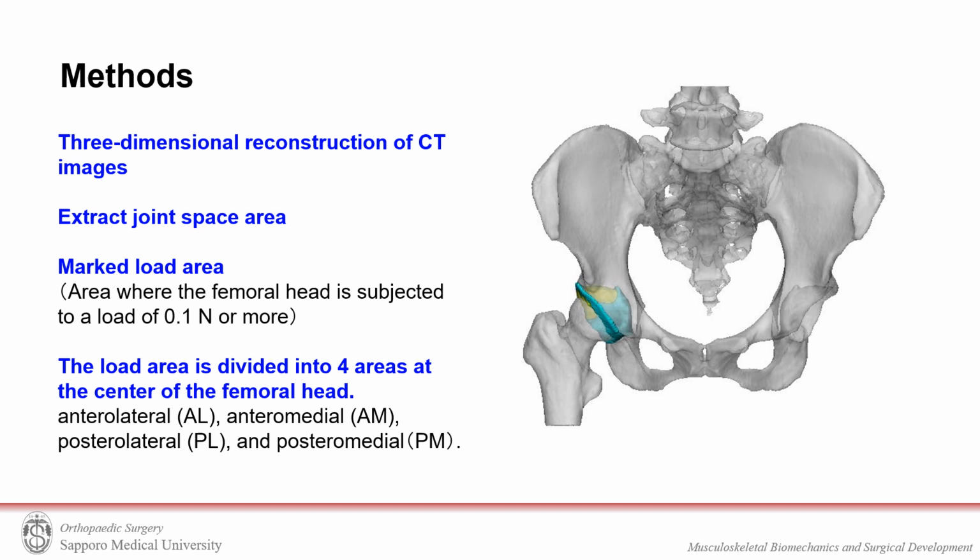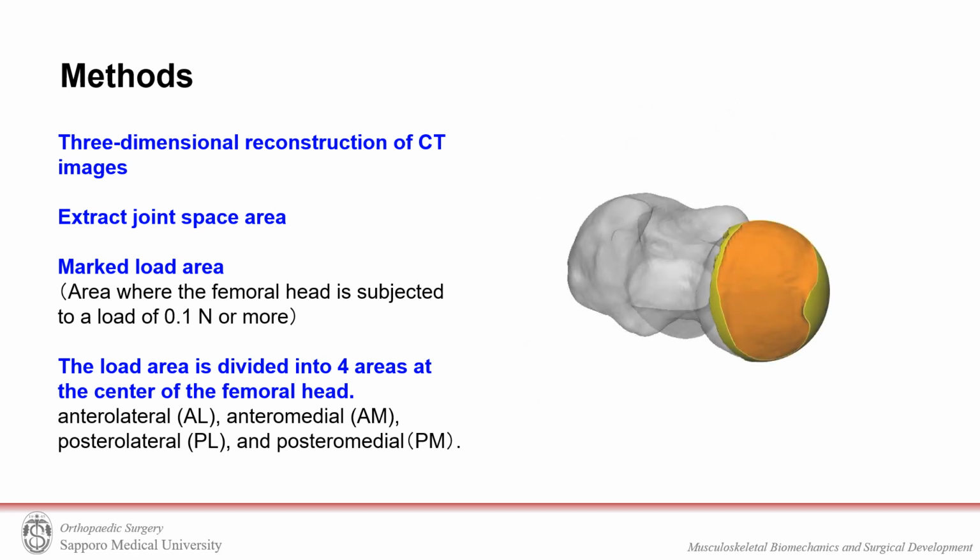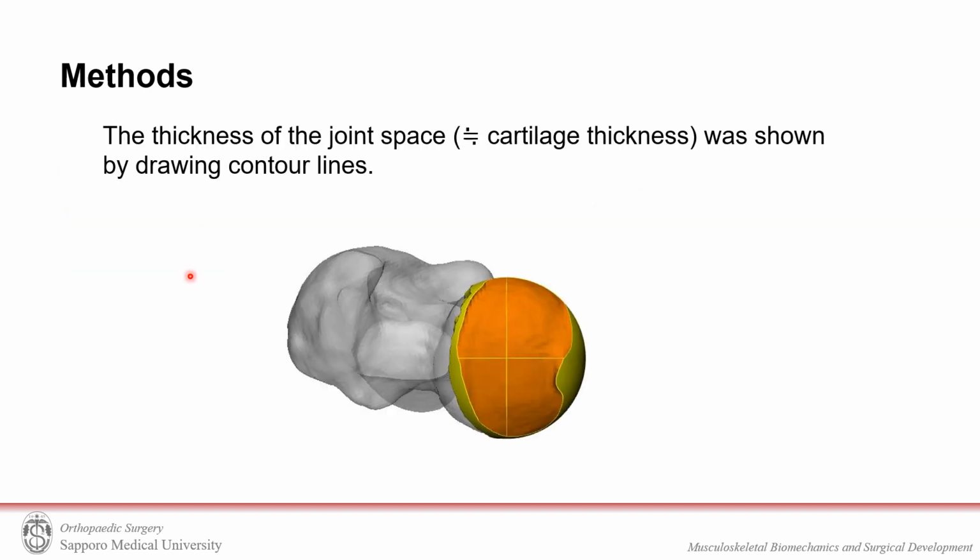The load area was defined as a place where the femoral head is exposed to a load of 0.1 Newton or more. The load area was divided into four areas at the center of the femoral head: anteromedial, anterolateral, posteromedial, and posterolateral areas. The thickness of the joint space, nearly equal to cartilage thickness, was shown by drawing contour lines.